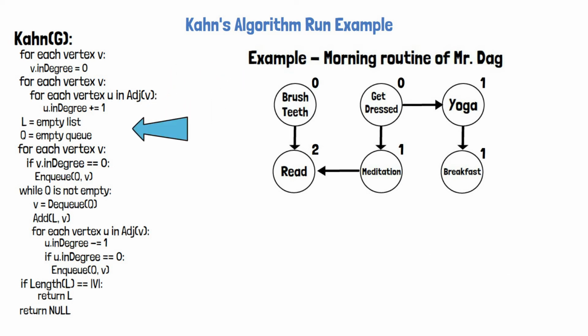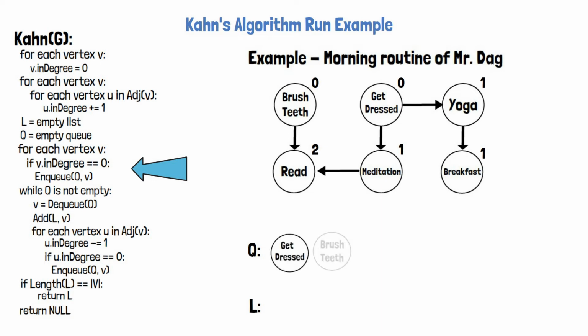We then init the empty list L and an empty Q. Now we loop over all vertices and add vertices with in-degree 0 to the Q. We see that brush teeth and get dressed have 0 in-degree, so we add them to the Q. We then continue to the while loop and enter since the Q is not empty.